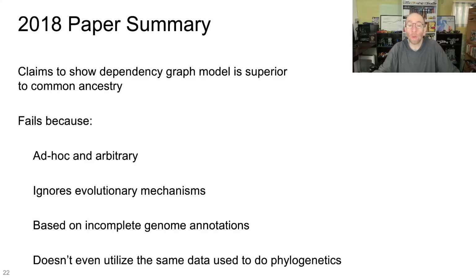And it doesn't even utilize the same data set. It's not even comparing the actual sequences using the new technique. You have to use the new technique, your dependency model, with the actual data we use to do phylogenetics. And Winston Ewert doesn't do that. He acknowledges he doesn't do that, which makes me wonder why we're doing this in the first place, because if you're not even using the same data, the comparison is meaningless.